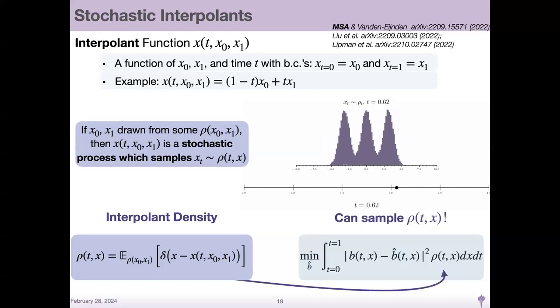So this gives us step one of what we need to do. We're going to perform regression on the velocity field that endows our flow map. We need to be able to sample some time-dependent density, so that over the entire interval we can regress what the true velocity field is.